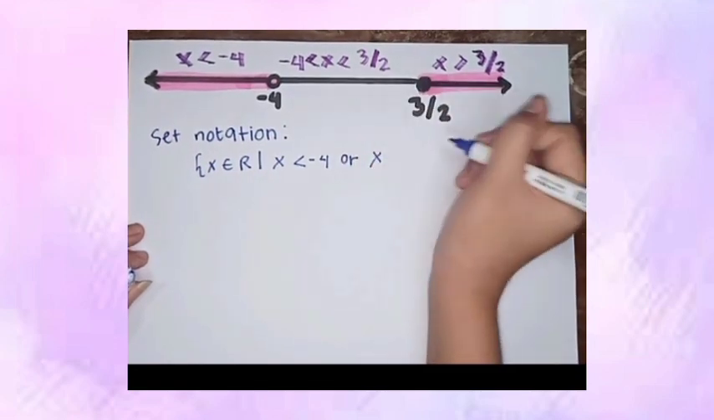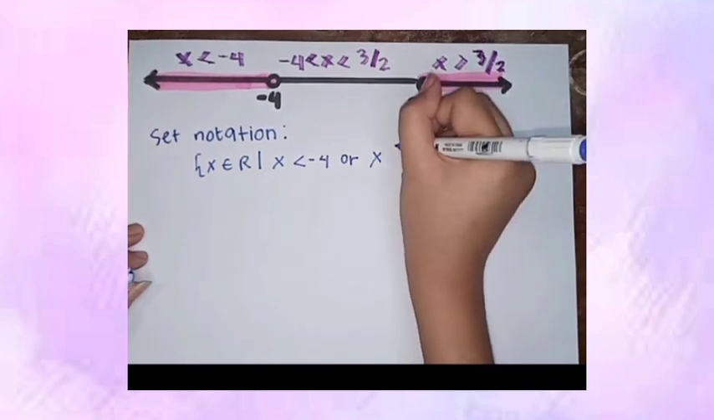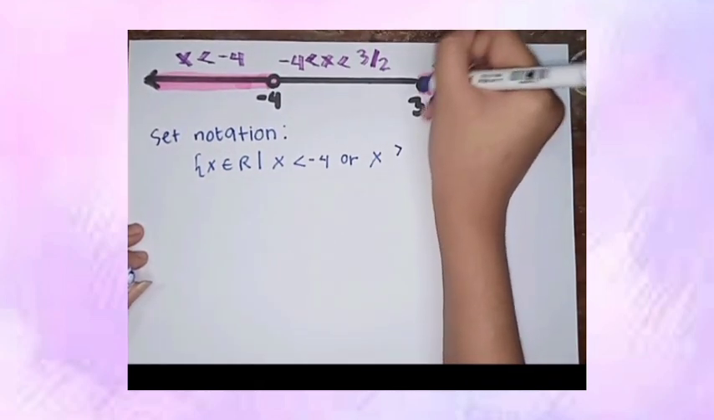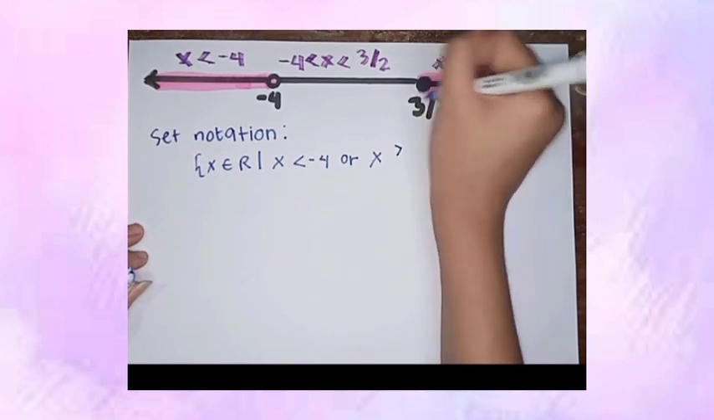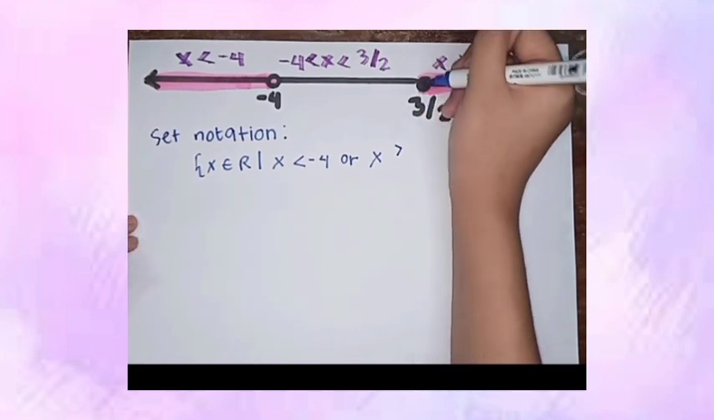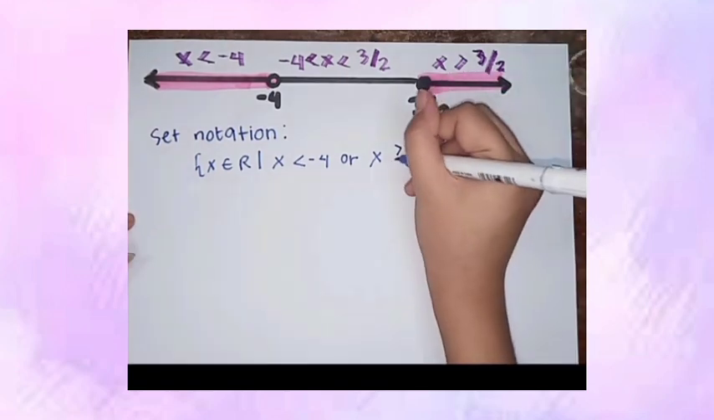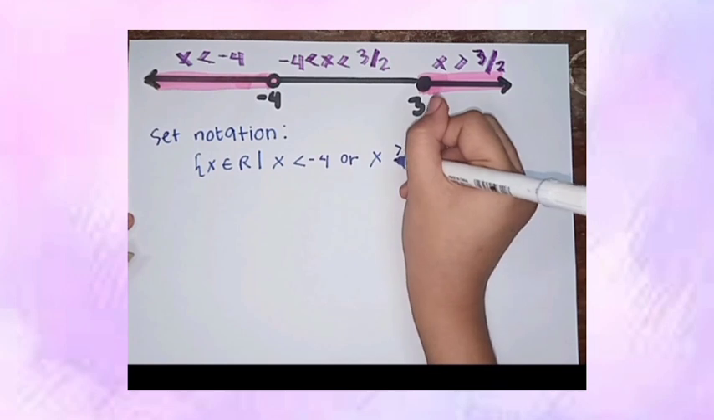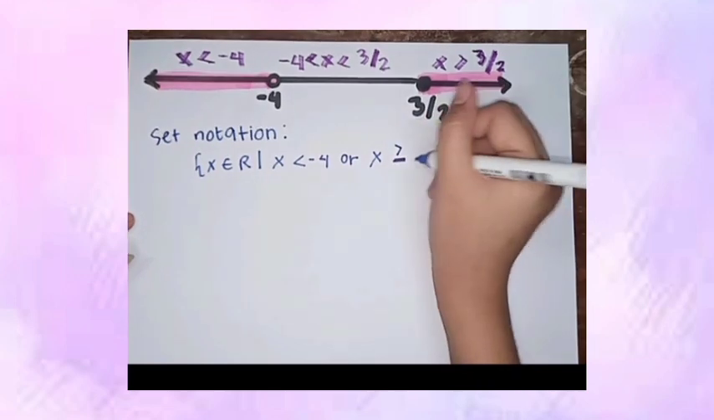x is greater than or equal to 3 over 2, because it is part of the solution. Again, it is shaded, so we should have an equal sign.